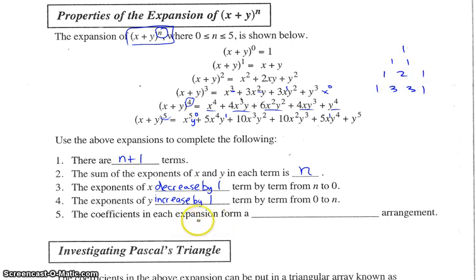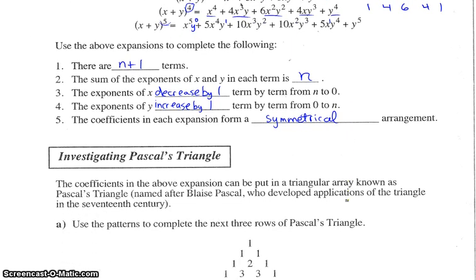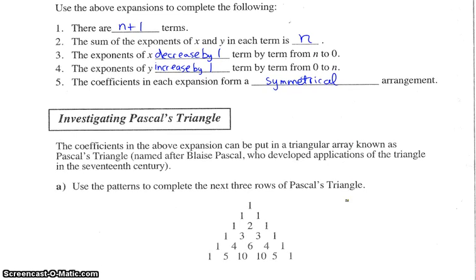What they're looking for here is they form a symmetrical arrangement. Notice how if I wrote 1, 4, 6, I would expect the next two to come back down again, 4, 1. That's what it's sort of symmetrical about the middle there. So we're looking for the word symmetrical there. Good. All right.